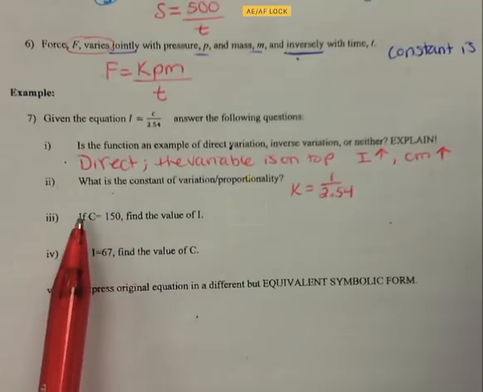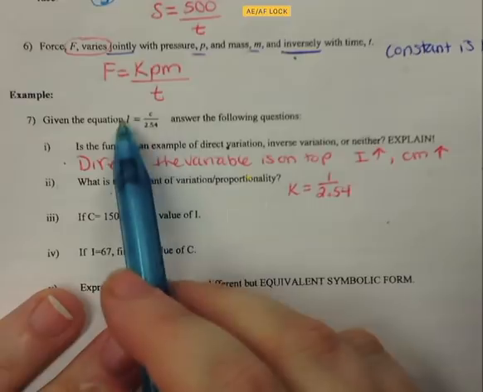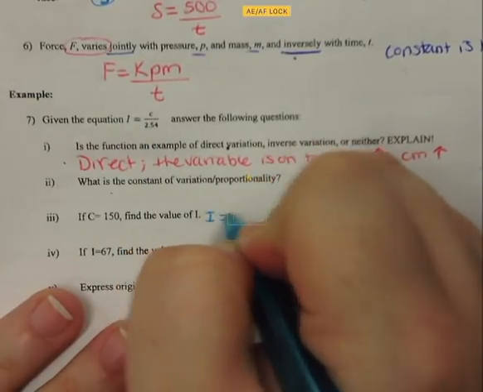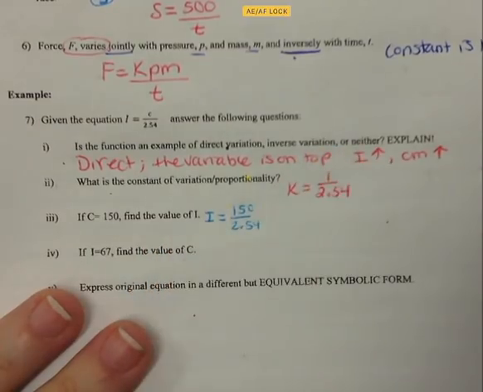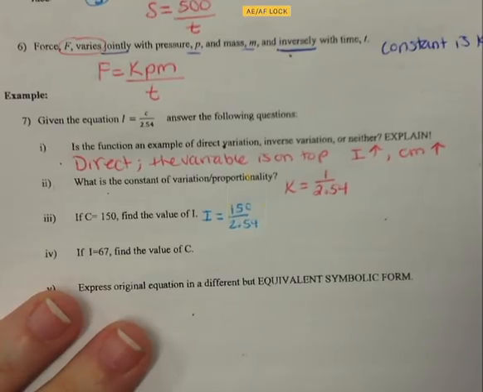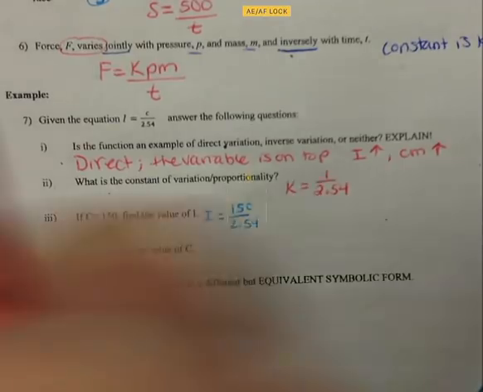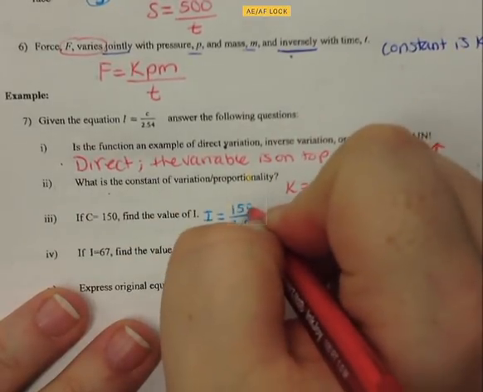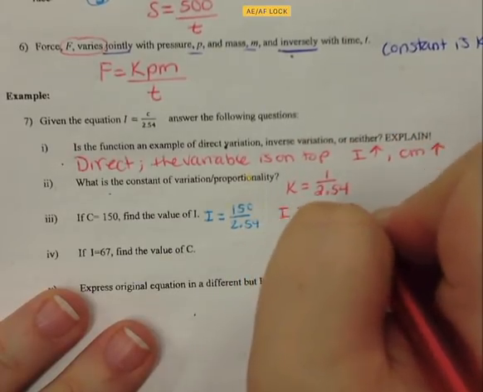Now it's asking us if c is 150, find the value of I. What that just means is we're going to plug that into our equation. So we have c, so we're going to plug c in, we don't have I. So I equals 150 divided by 2 and 54 hundredths. So 150 divided by 2 and 54 hundredths is 59 and I'll say 6 hundredths. So let's just round to the nearest hundredth. So if you have 150 centimeters, you actually have 59 and 6 hundredths inches.